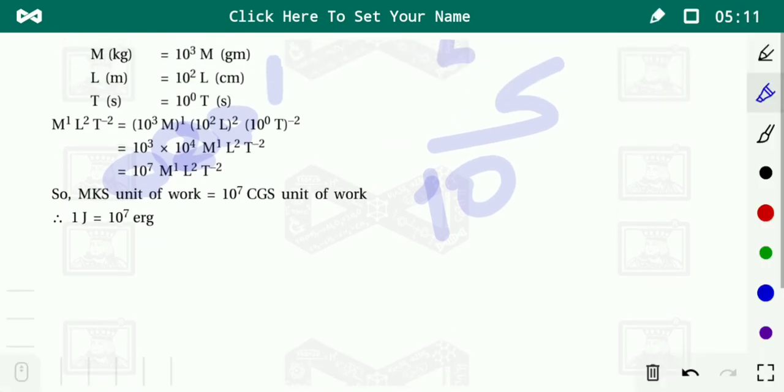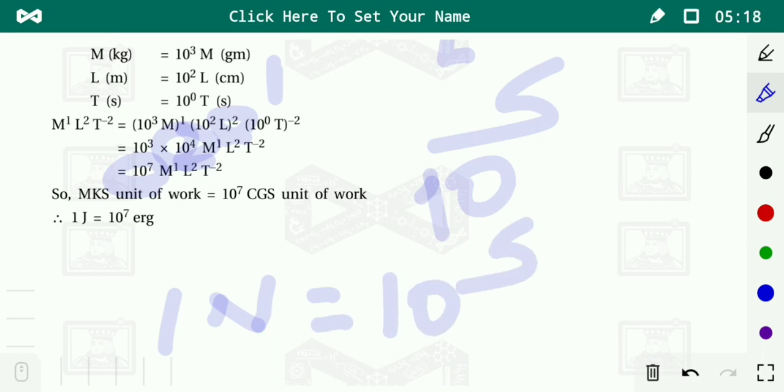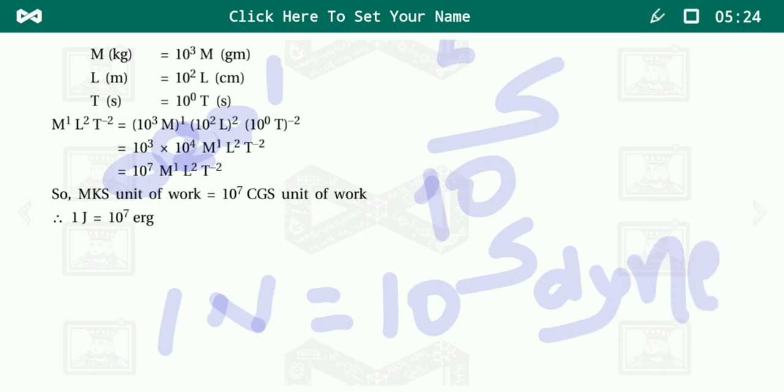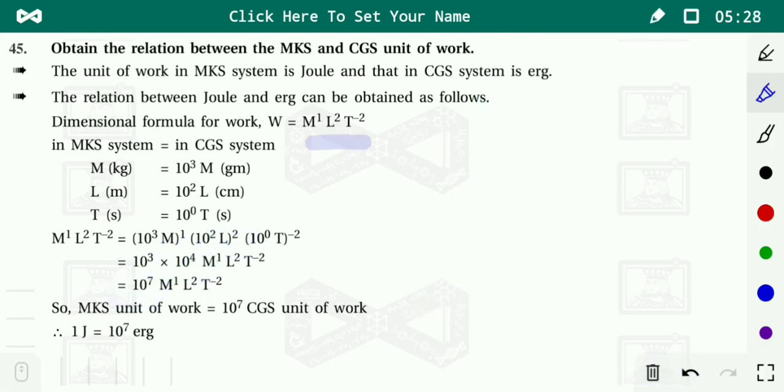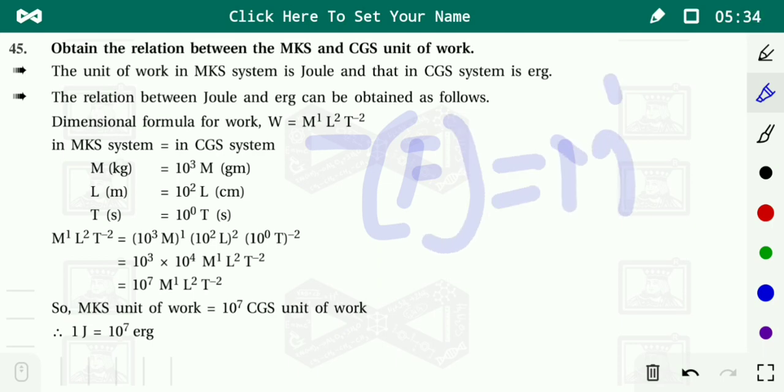1 Newton, which is the MKS unit of force, is equal to 10 raised to 5 times dyne, which is the CGS unit of force. Let me re-explain. The only difference is that the dimensional formula of force is not L squared; it is mass raised to 1, length raised to 1 and T raised to minus 2. So the difference will occur only in the length portion.